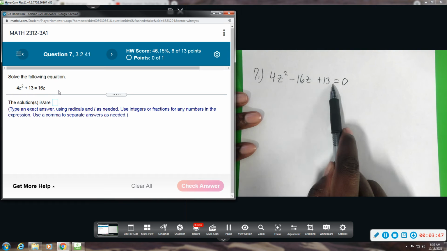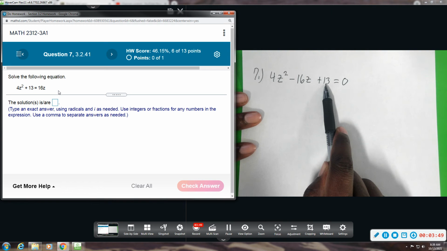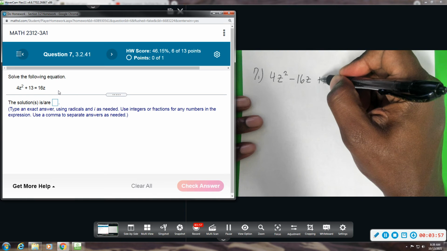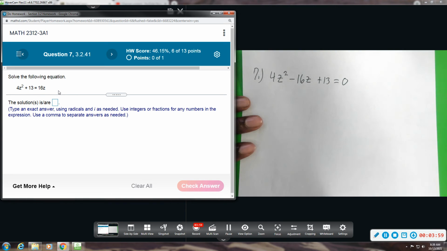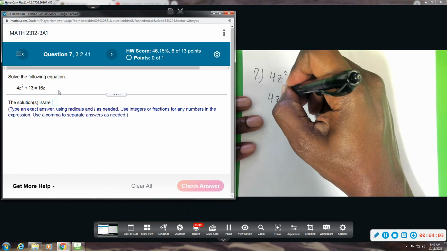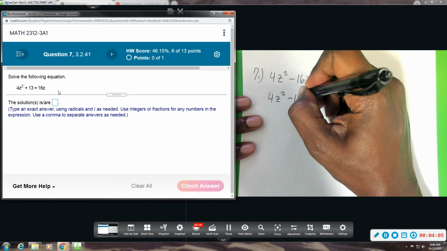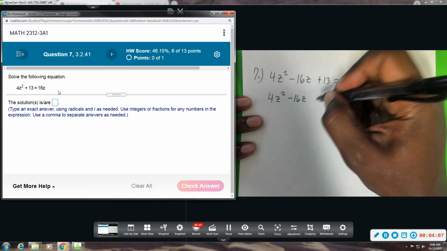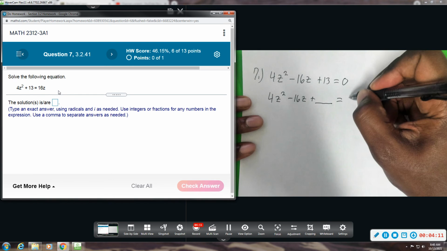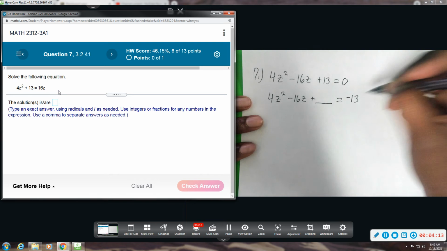I can divide out 4, but I'm going to do it with completing the square, just to practice that a little bit. So to complete the square, we're going to move the 13 over first. So I'm going to subtract 13. It's going to give me 4z squared minus 16z plus a blank space equals negative 13 when I move that over.